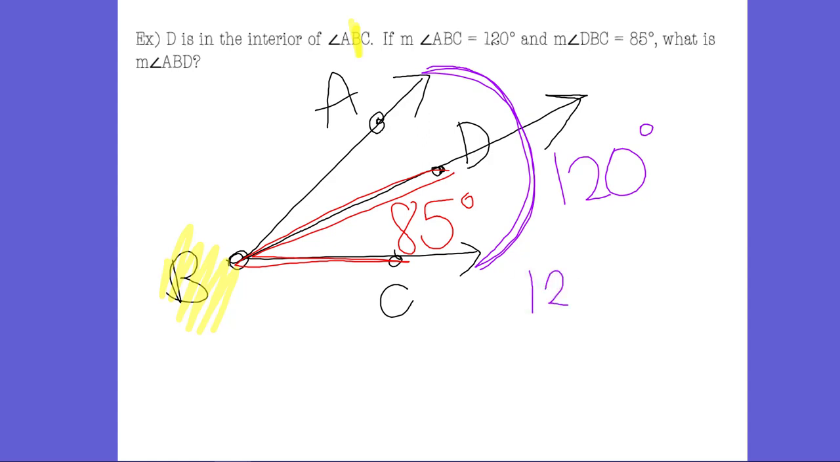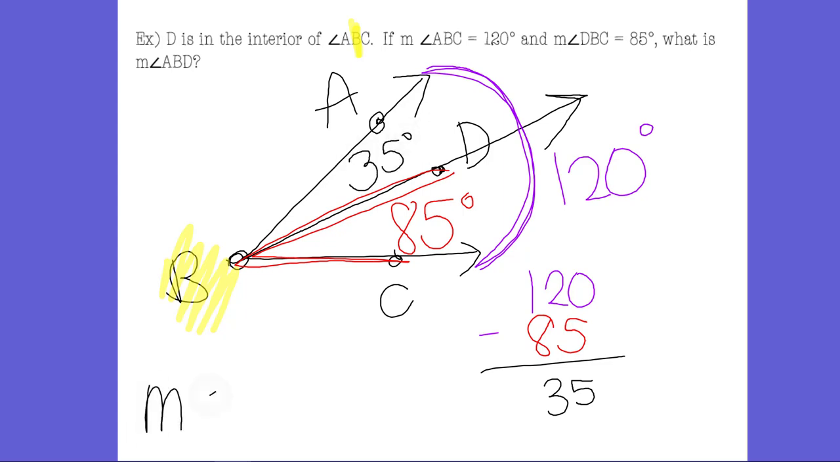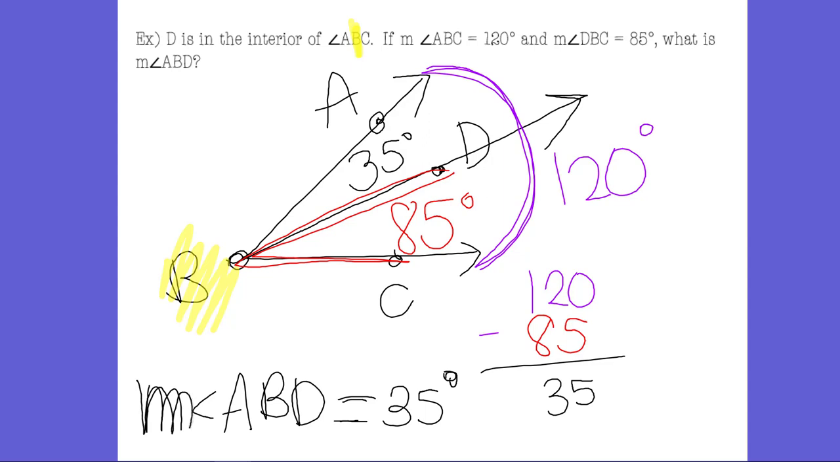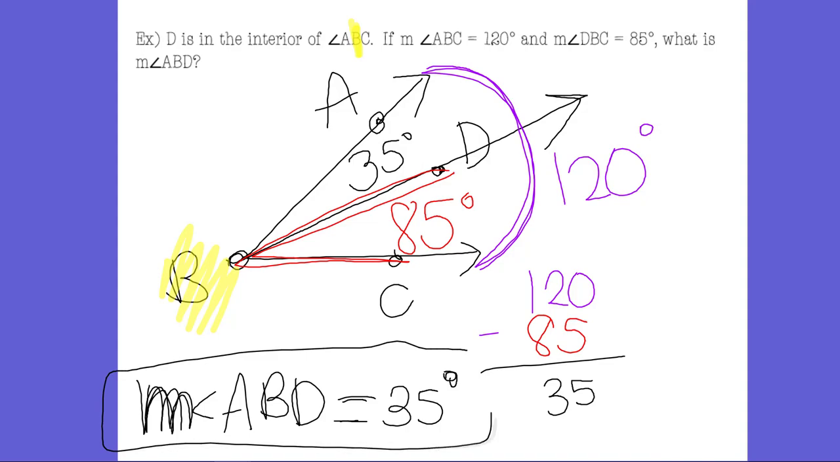Well, I can just subtract it. I'm going to do the whole thing minus 85. And that's going to give me 35 degrees. So the measure of angle ABD equals 35 degrees. And remember, if you're ever talking about degrees or it being equal, you always have to put the M, the measure of that angle. It's not the angle is equal to 35 degrees, it's the measure of the angle that's equal to 35 degrees.